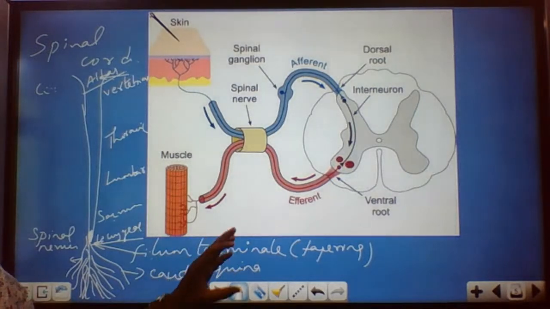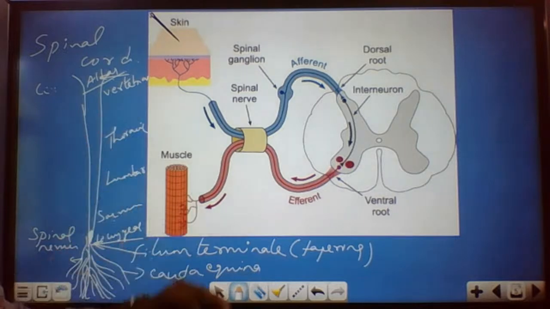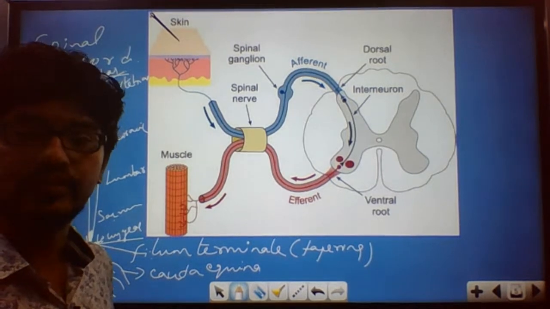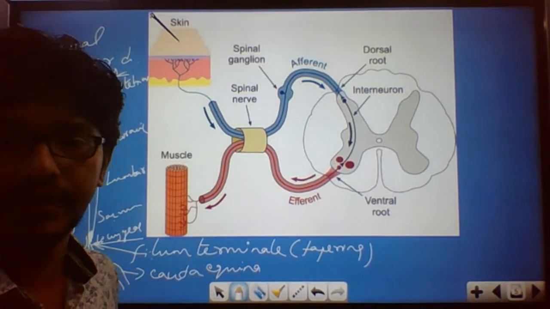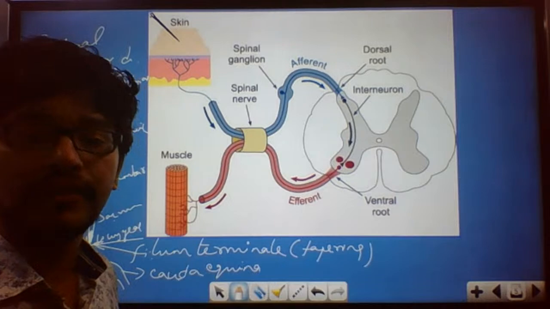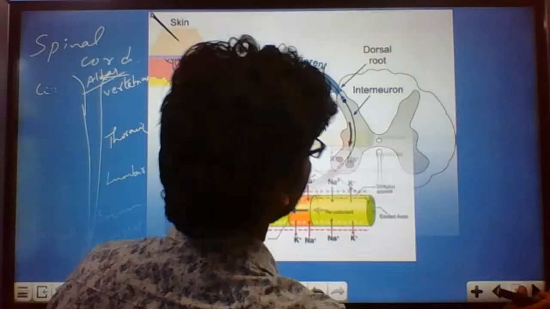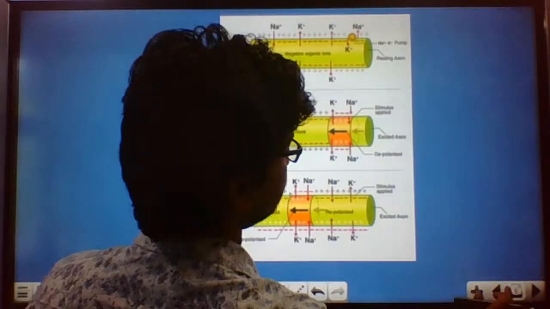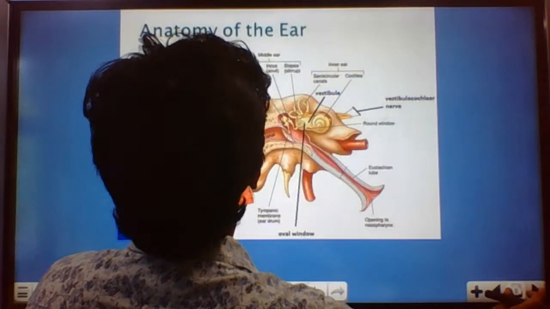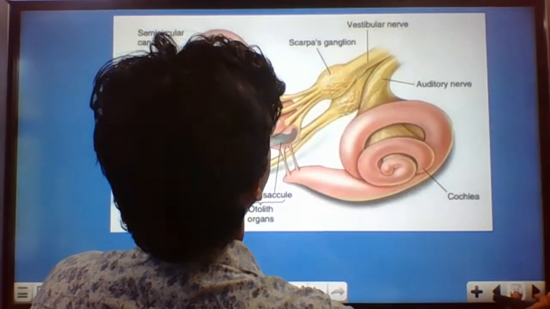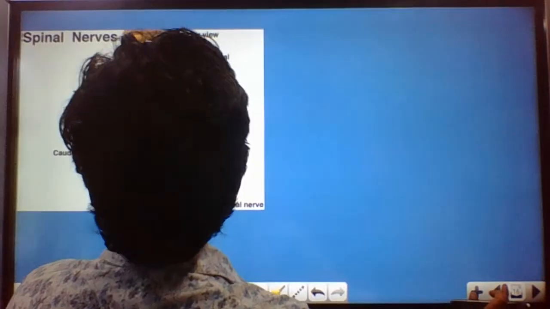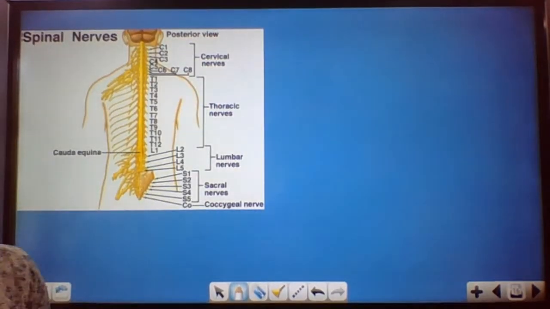So this we discussed about the spinal cord. Coming to the next part, the peripheral nervous system. We're done with the central nervous system, where we discussed the brain, that is the forebrain, midbrain and hindbrain, and also the spinal cord. Next, we're going to discuss the peripheral nervous system and the autonomic nervous system.